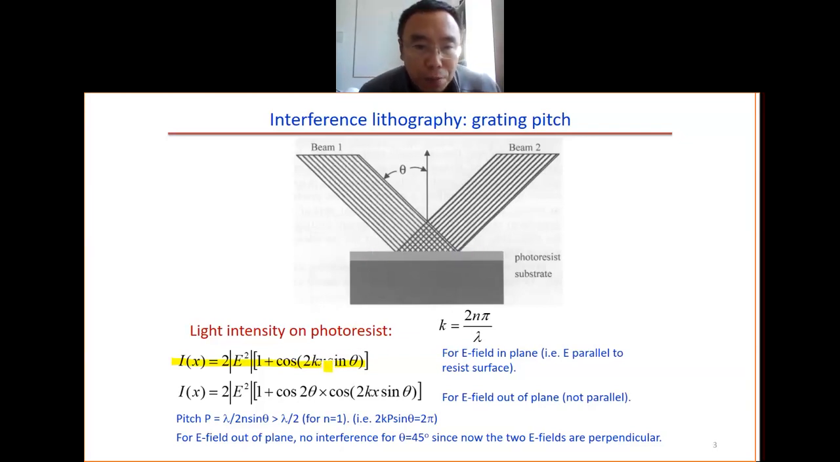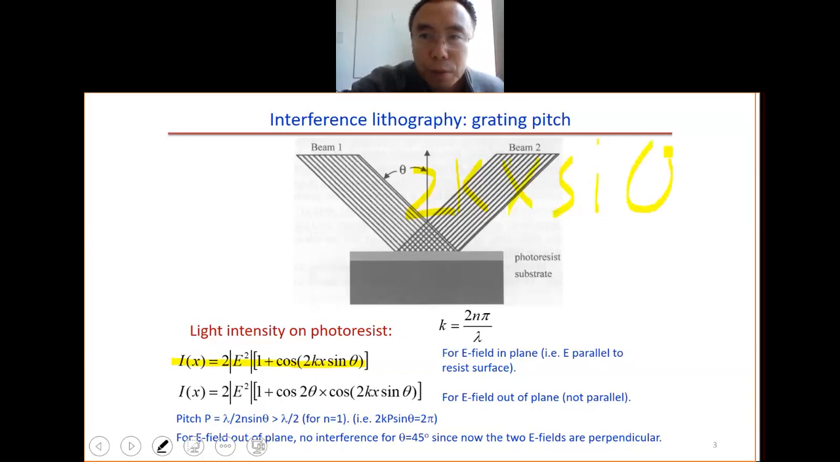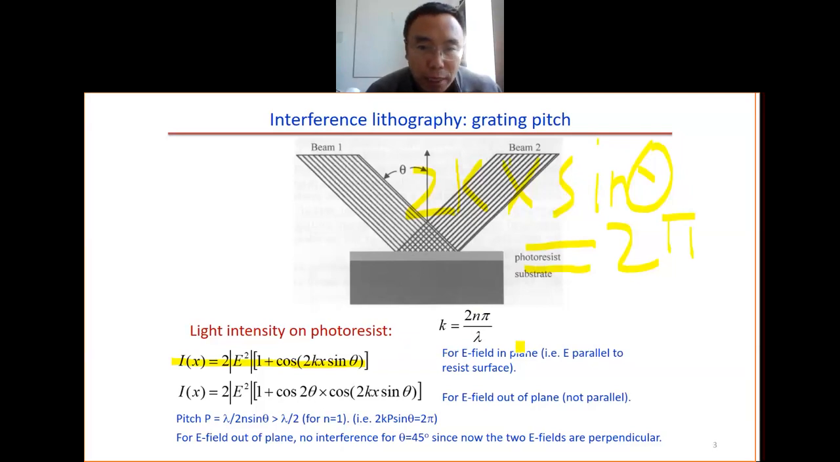You can see here, the pitch of the grating on the wafer surface can be found from this term. So 2 kx sine theta equal to 2 pi. When 2kx sine theta equals 2 pi, then x equals the grating pitch, right? The period of the grating. Actually, it is the period of the pitch of the grating.